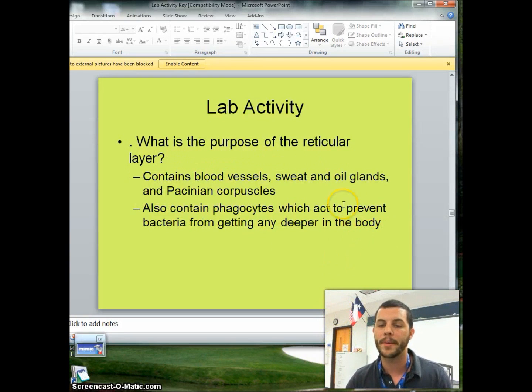What is the purpose of the reticular layer? The reticular layer is going to contain your blood vessels, sweat and oil glands, and Pacinian corpuscles. It's also going to contain phagocytes, which, if little bacteria make their way down through your skin and somehow get through that mechanical barrier, are going to start to attack and eat any intruder that comes in.